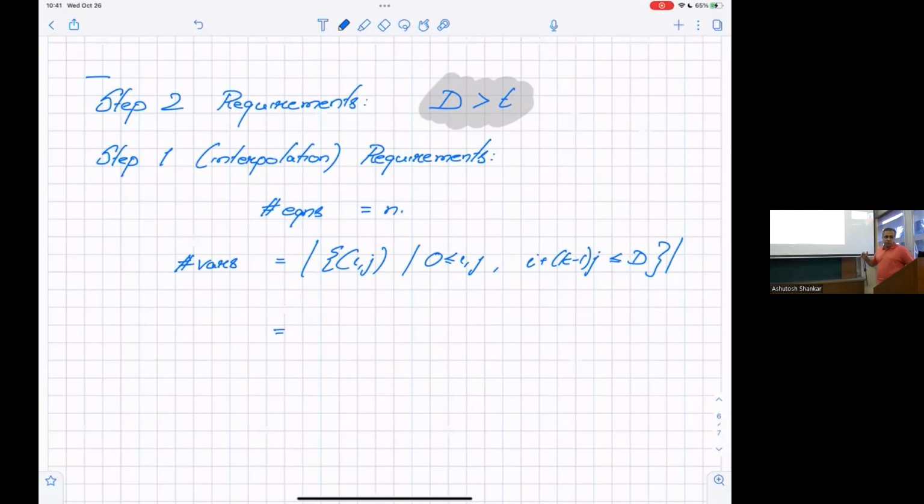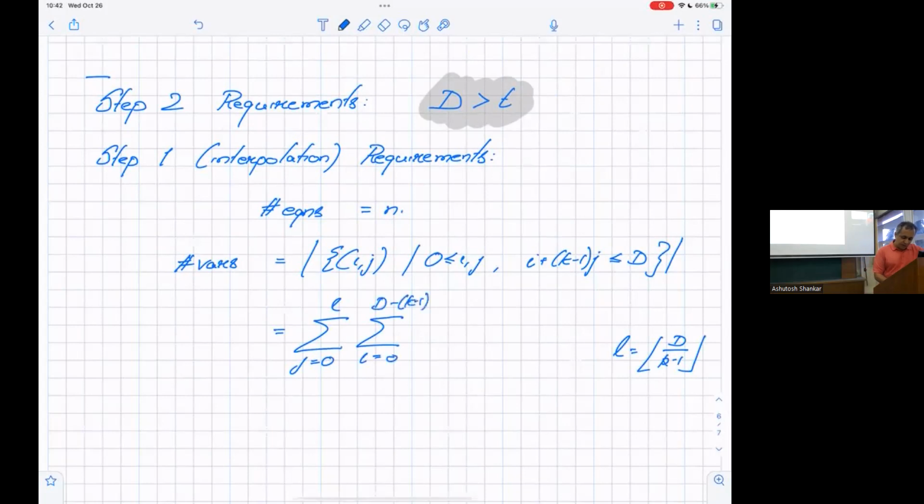So notice j can take values from where to where. j can take a value only up to l, where l is the floor of d by k minus 1. That's exactly what you said. So j can go from 0 to l. And once j is chosen, i can go from where? 0 to d minus (k minus 1) j. And for each of them, you have 1. So that's exactly this guy.